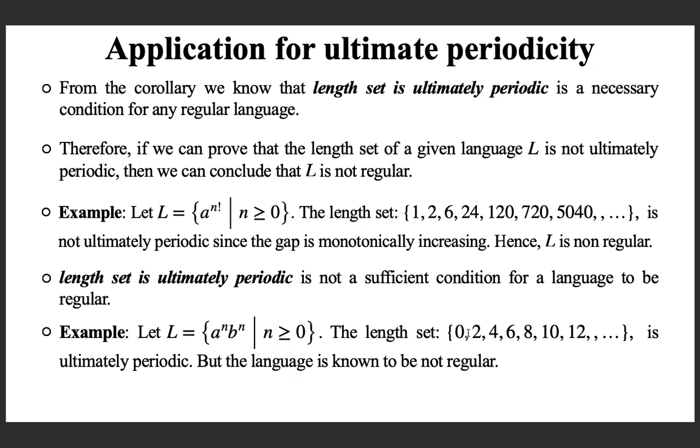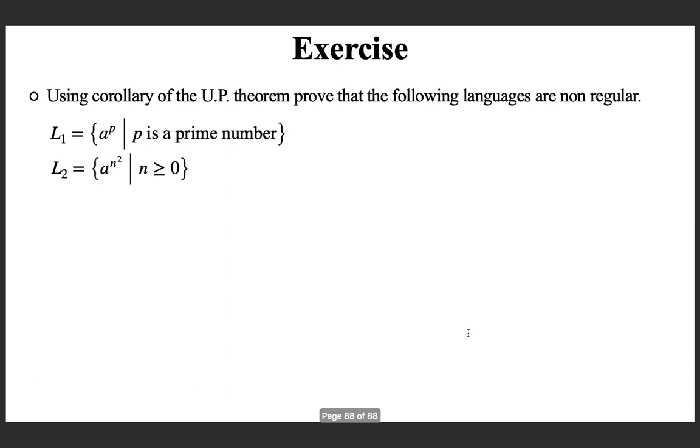It is not sufficient to conclude that the language is regular, but it is necessary. If a given language does not satisfy this condition, if the length set is not ultimately periodic, then no doubt the language is non-regular. With this, we are coming to the end of this lecture, and I am giving you 2 exercise problems for you to practice and understand how the ultimate periodicity theorem, or the corollary, can be used to prove that certain languages are non-regular.